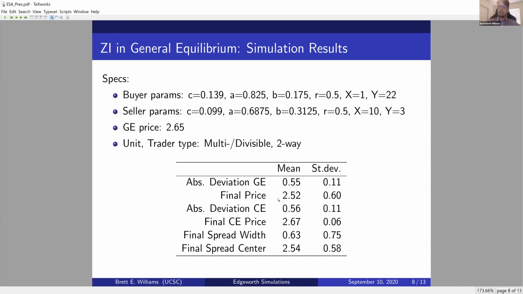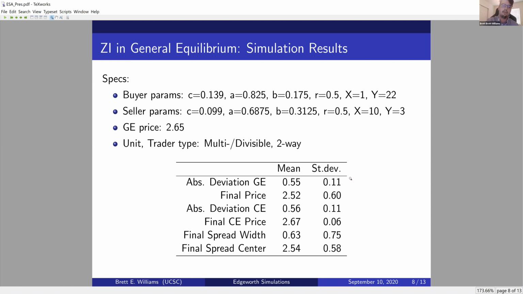So I've run a batch of 100 simulations. Luckily, I was able to get this set of simulations debugged. I set buyer parameters and seller parameters. You'll notice R is set to 0.5, so somewhere between Cobb-Douglas and linear. Buyers start with 1 unit of X and 22 units of the numeraire, and sellers begin with 10 units of X and 3 units of the numeraire. The general equilibrium price in this market is 2.65.